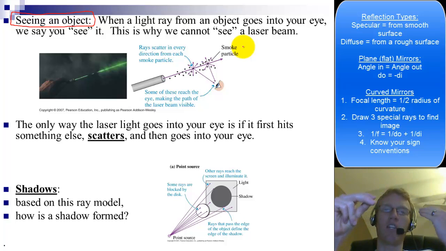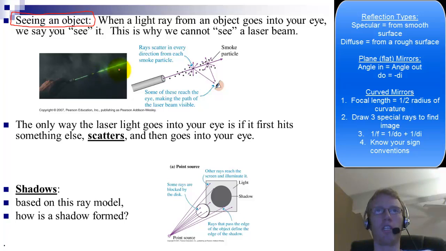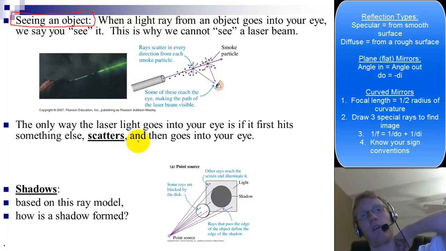And the only way they can get into your eye is if they hit something and then bounce into your eye. And so if you put some mist, some chalk dust or something like that, that gives something for the laser beam to hit, and then the photons hit that and they scatter out, and then you can see it. So the only way that we can see it is if it scatters or bounces off of something.